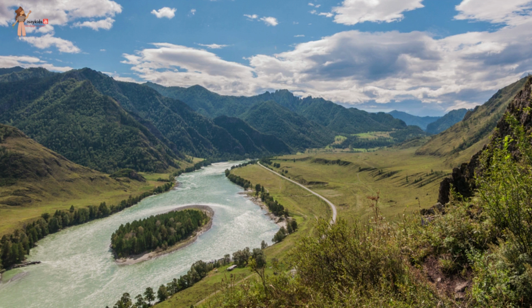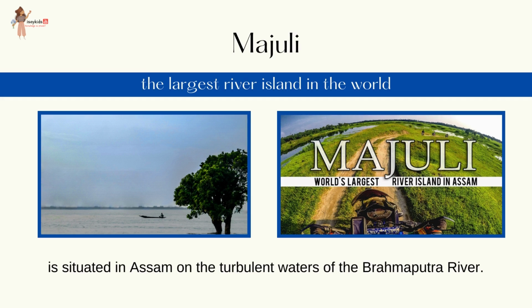Riverine island is a landmass formed within a river. It is formed because of the deposition of mud and rocks in the riverbed. Majuli, the largest river island in the world, is situated right at the heart of Assam on the turbulent waters of the Brahmaputra river.